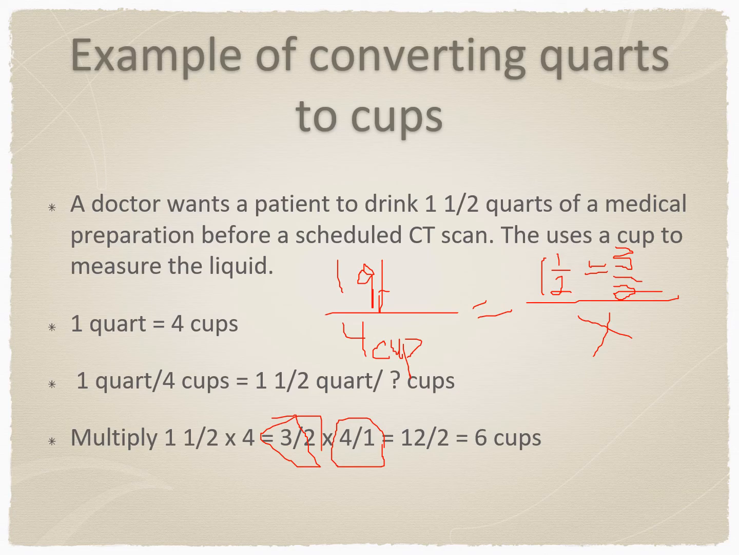Some of you may not even have to do that. You could figure it out in your head. You think, okay, well, 1 quart. Always tell yourself, does it make sense? You know you're going to have more cups with 1.5 quarts, because you have an extra half of a quart. Just kind of math sense: 1 quart is 4 cups, so I'm going to add another half of a quart to that. Half of 4 is 2, so 4 plus 2 is 6.